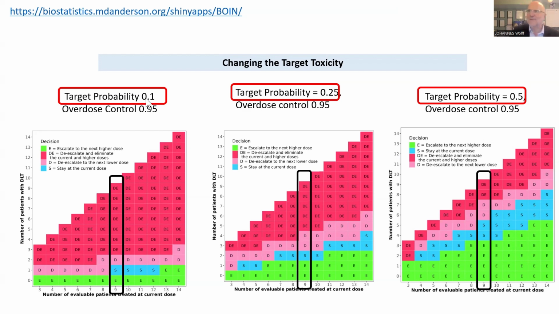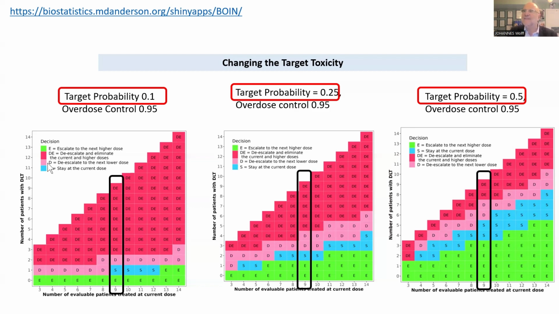Those are the same examples: the number of patients with DLTs on the y-axis, the number of patients that were enrolled, the denominator, on the x-axis. So 9 patients enrolled, same example as before. If all 9 have a dose-limiting toxicity, then you get DE, that is de-escalate and eliminate. Never ever use that dose again. Same down to 3 for that target toxicity profile. If you have 2, you stay.